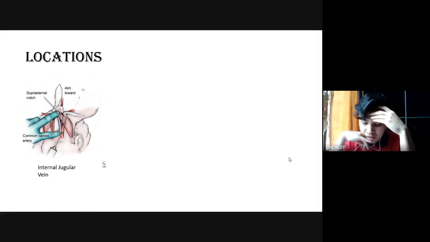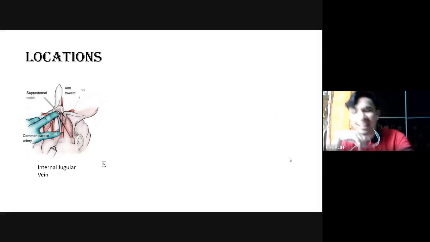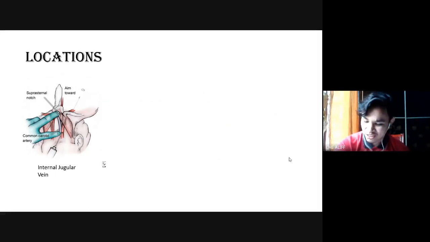So basically, how do we differentiate it? Can I ask someone to explain how to differentiate between the jugular vein and the carotid artery? I open the question to all of you.